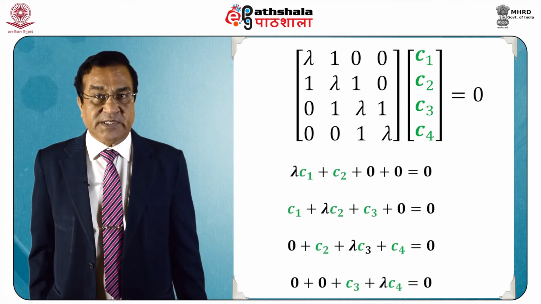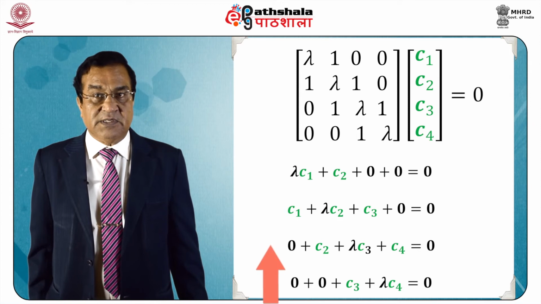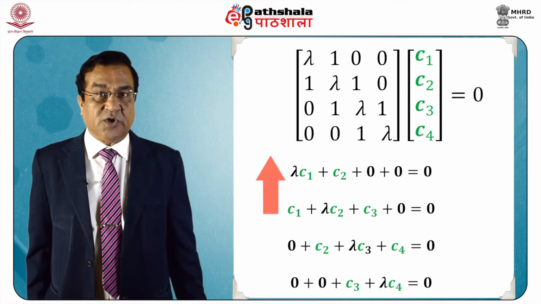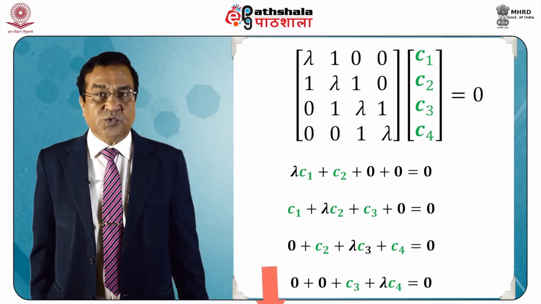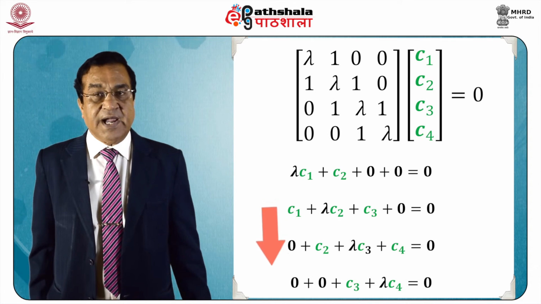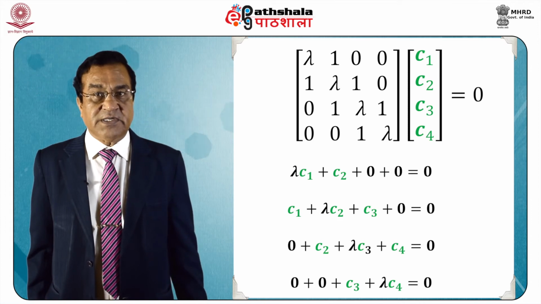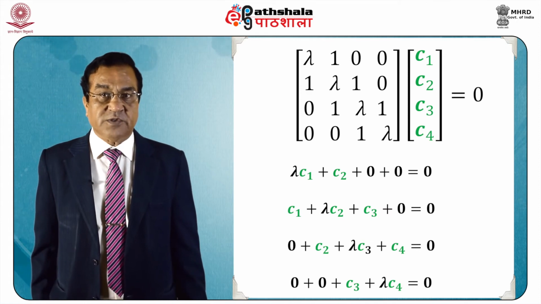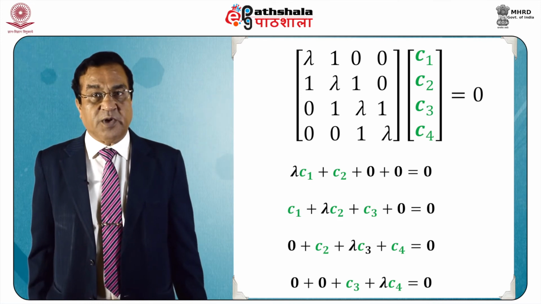If we expand this, we get corresponding 4 equations. Each equation is in terms of C1, C2, C3, C4, and each corresponds to 1 lambda value. So by substituting each lambda value, we can solve these 4 equations and get the corresponding values of the 4 coefficients C1, C2, C3 and C4. And once we have the values of these coefficients, we will have the wave functions for the corresponding molecular orbitals.